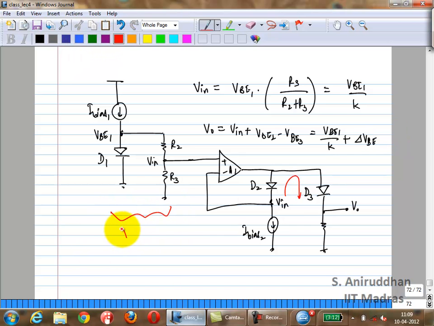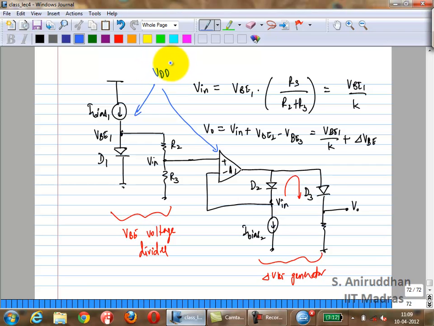So this portion is the voltage divider. This one is your delta VBE generator. Of course, you have the condition that these two have to operate at low VDD, let's say less than 1 volt, but definitely less than 1.25 volts.